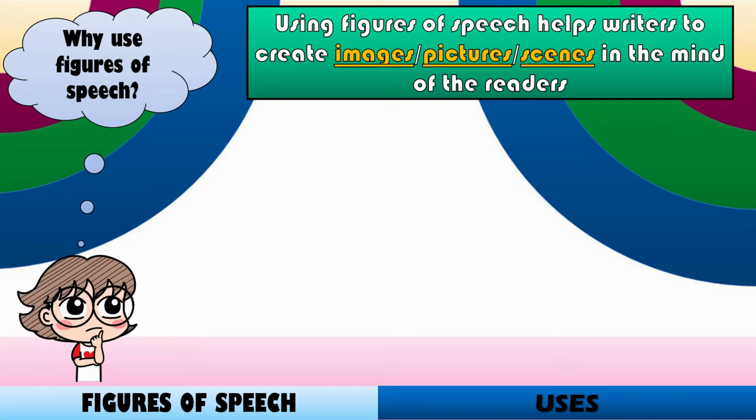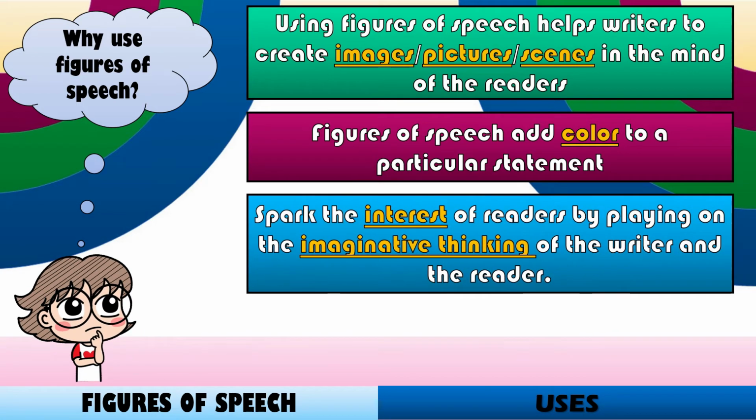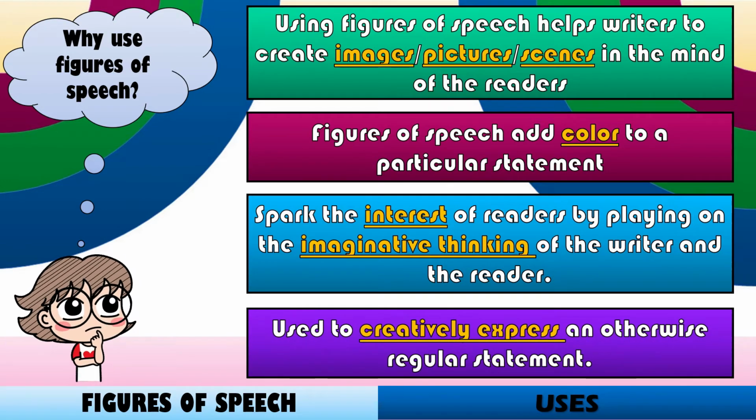As such, when we use figures of speech, it adds color to the particular statement that he or she is writing about. Also, figures of speech help spark the interest of the readers by playing on the imaginative thinking of both the writer and the reader, just like what has been mentioned earlier. And lastly, it is used to creatively express an otherwise regular statement.